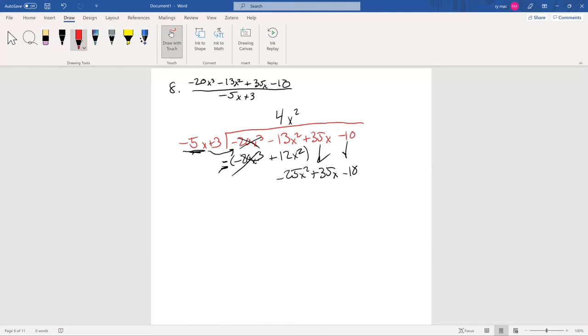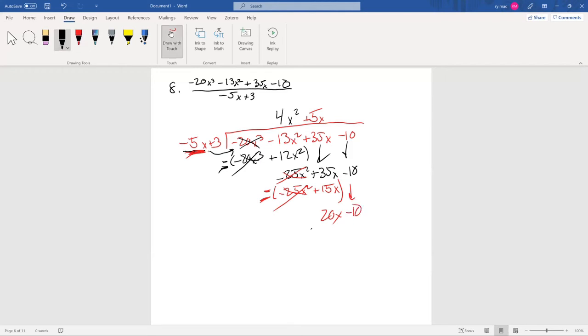So now we're looking for something that multiplies by negative 5x to get that negative 25x squared. Well, that's going to be a positive 5x. So multiplying both by positive 5x, that gets you that negative 25x squared. And then that other one's going to be a positive 15x. So I got that by doing 3 times 5x. Once again, as I wanted, my 25x squares canceled. And this is a 35x minus 15x. So that gets me 20x. And I'll bring down my negative 10.